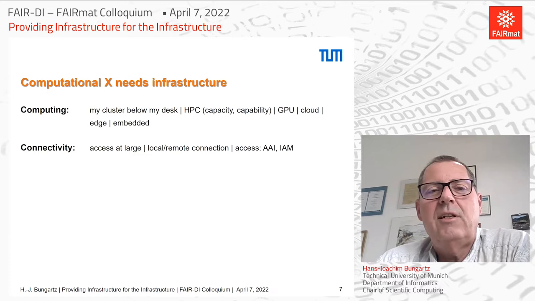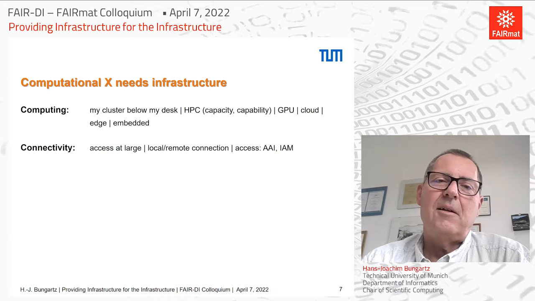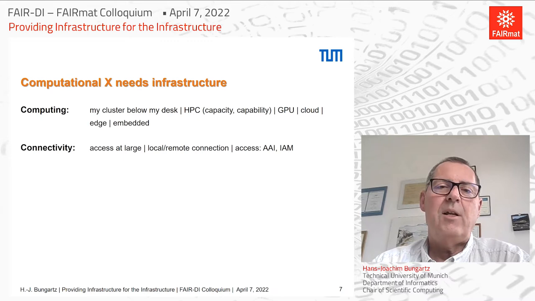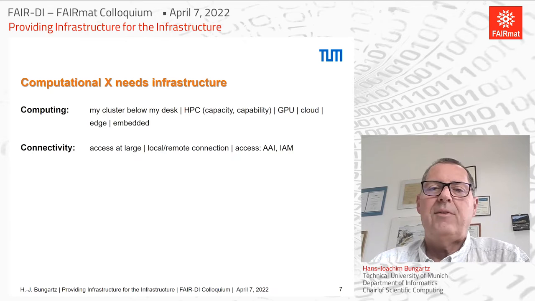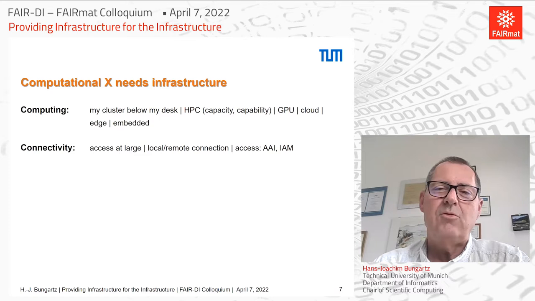Next, you need a connectivity infrastructure. So first of all, a lot of science these days is global science. If you think of these big physics instruments like CERN, the Large Hadron Collider being the prototype, but there are many more, astrophysics, cosmology, and so on. So you need access to different places. You need access to infrastructure, but of course also access to other places where people work on that, for example, collaborative work. So you need a good local connection, which is the famous last mile, but you also need a remote connection. And of course, this access has to be regulated.